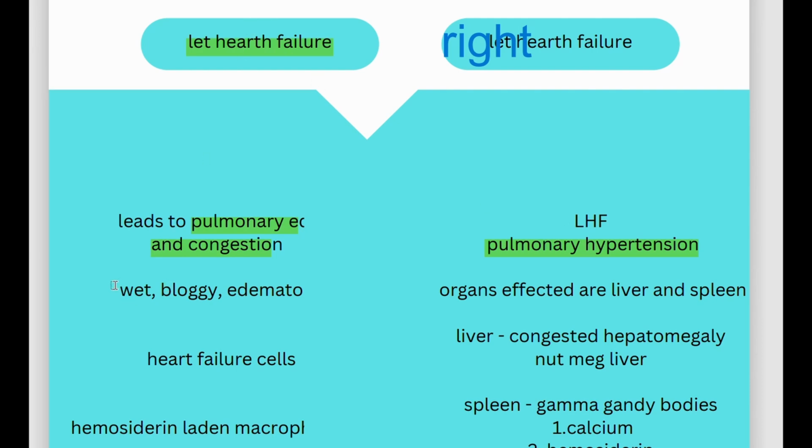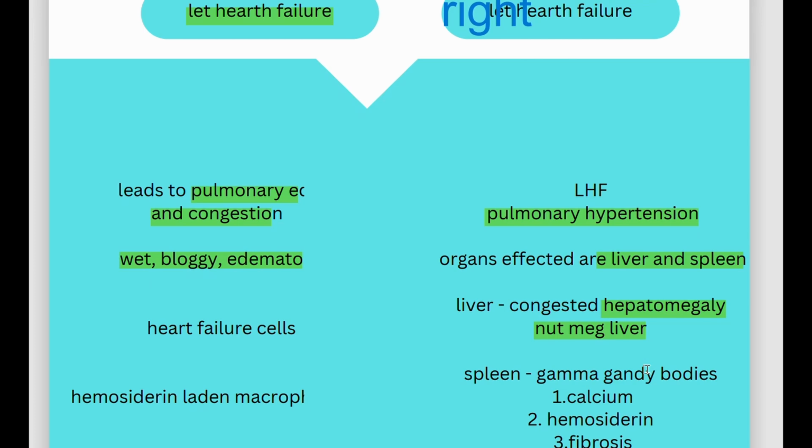And if you see in the right heart failures, there are two other organs that are getting affected. They are the liver and spleen. So, if a person has come to the hospital with right heart failure, you must check that the person is having hepatomegaly and splenomegaly. In hepatomegaly you can see nutmeg liver, and in splenomegaly you can see gamna gandy bodies.